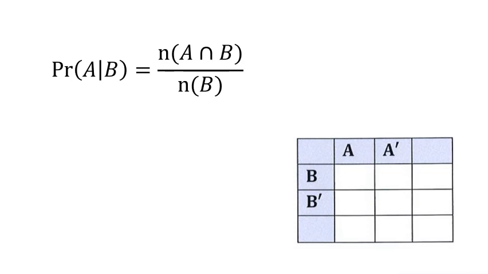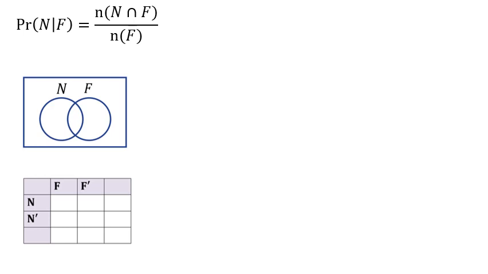Lots of the conditional probability questions on the test are from a two-way table. So the probability of A, given that B has already occurred, equals the number of things in A and B. So that's this number here, this is A and B, over the number of things in B. So that's the total of B, so that is this number here. I want to show you some scenarios with different letters in case they pop up on the test.